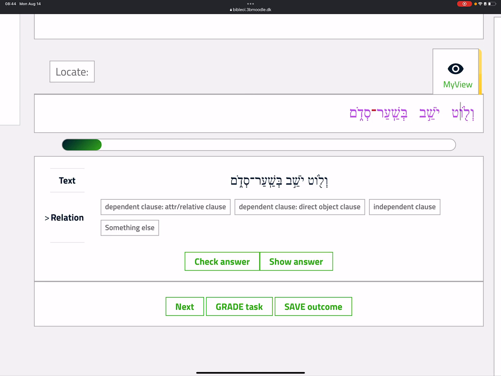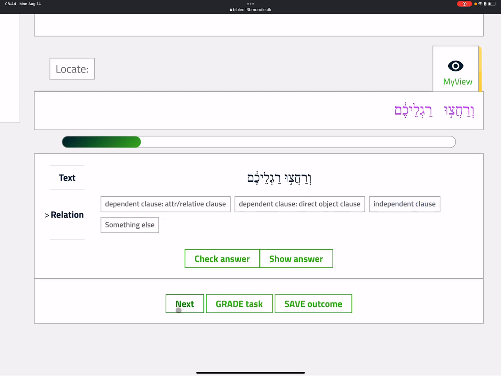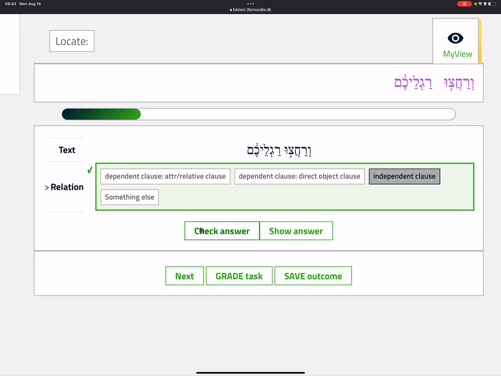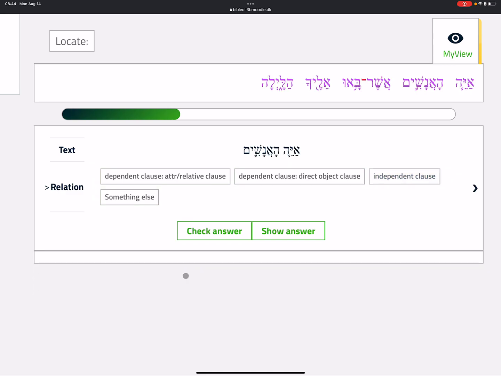In this case, "and Lot sitting in the gate of Sodom," well, this is an independent clause. Check answer. Very good. Next. "And wash your feet." Well, obviously, this is an independent clause. Dependent clauses have a clear opening that signifies that they are dependent.